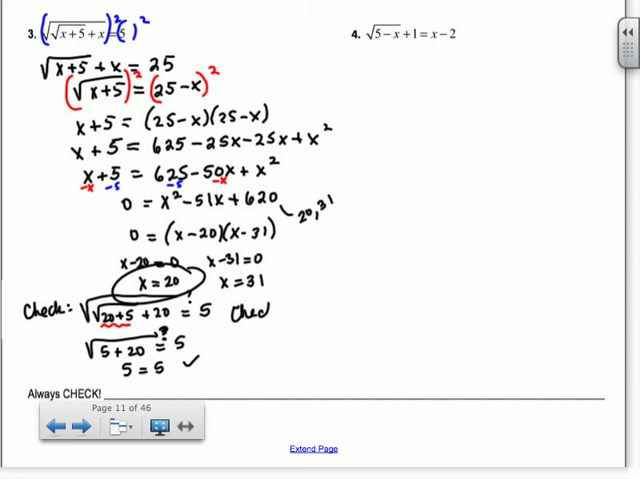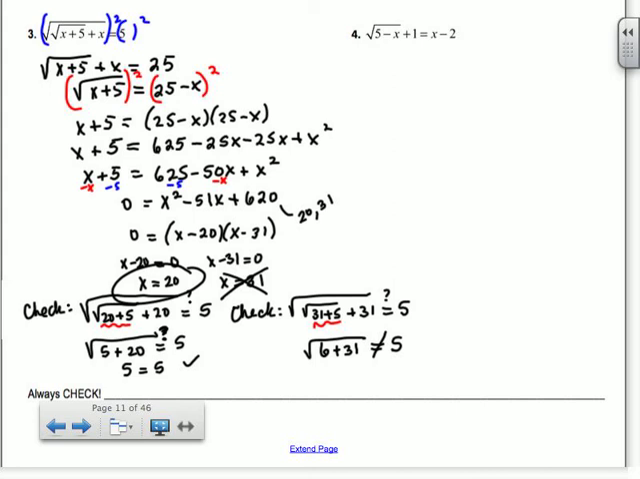So if I check 31, I have the square root of 31 plus 5 plus 31. I want to see if it's equal to 5. So if I start on the inner part, square root of 31 plus 5 is square root of 36, which is 6. So I have 6 plus 31 under square root. So square root of 37. Is that equal to 5? No. So once you see it's not equal, just cross it out. So 20 is the only answer. You could have more than one answer.